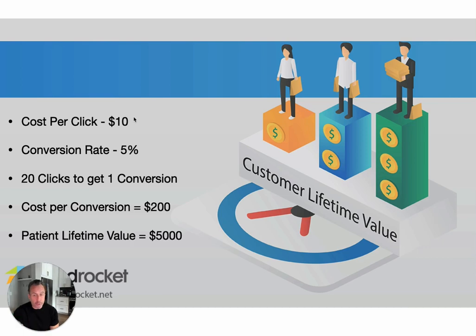So let's say, for the pretend numbers here, we have a cost per click of $10, we have a conversion rate of 5%, which means that you would take 20 clicks to get a single conversion. And that just means somebody filling out the form. Okay, so that form goes to somebody in your office. Maybe it goes into a CRM, maybe it goes via email, and then they log it into a CRM, or they put it into a spreadsheet.